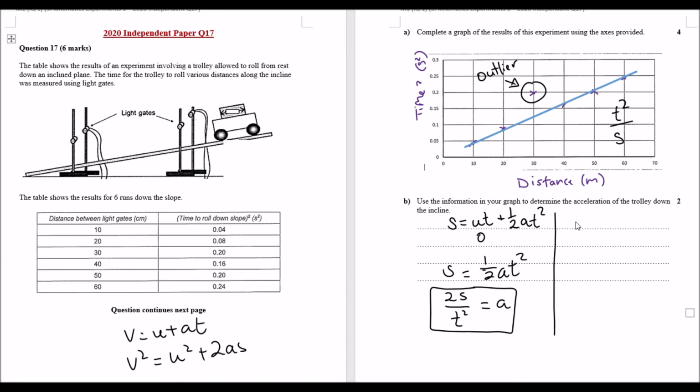So what I can do is I'll flip everything around first. It'll be t squared over 2s equals 1 over a. Then I'll just push the 2 out. There is that value there. So what we actually have, t squared over s, is the inverse of the gradient value, which is the inverse of half of 1 over acceleration.